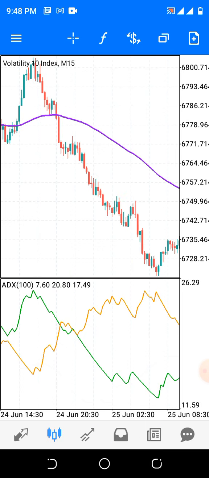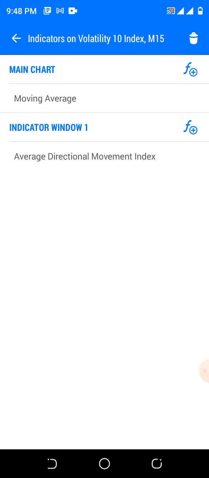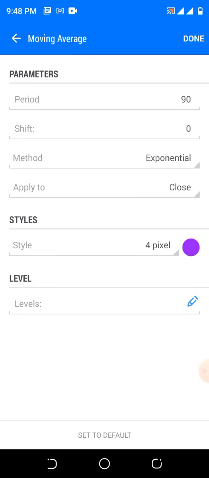Now let me show you the settings. The first indicator is the moving average. Period is 90. Write it down. The period is 90, while the method is exponential. That is for the moving average. Period is 90, method exponential.